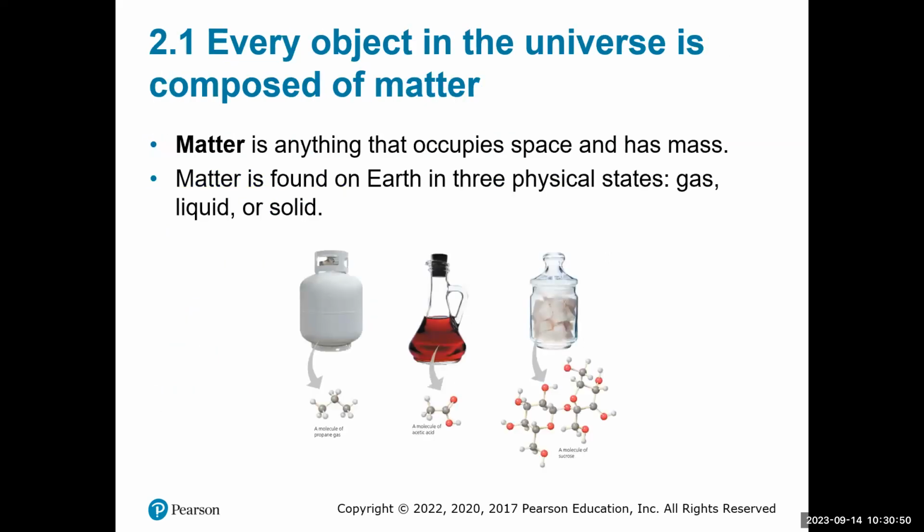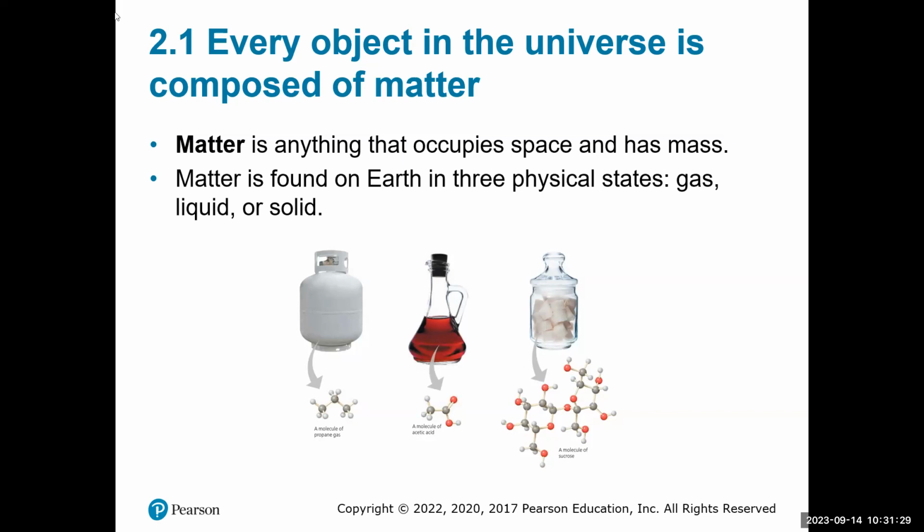The first thing is to remember that everything in the universe is composed of matter. The definition of matter is anything that occupies space and has mass. We find matter on Earth, and as far as we know, we see it in 3 different physical states. We have gas, so this is a propane tank with propane gas in there. We can have a liquid, so this is vinegar, which is acetic acid. Or we also have in this picture sucrose, which is in a solid form.